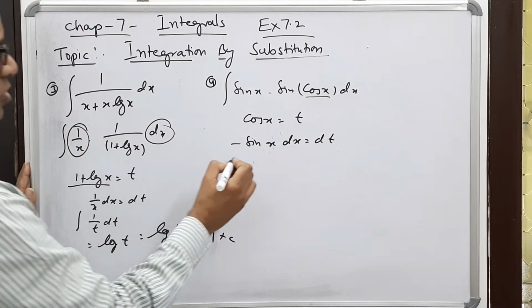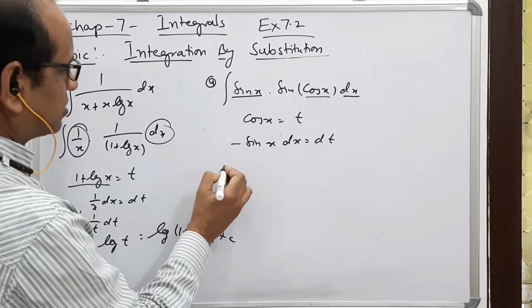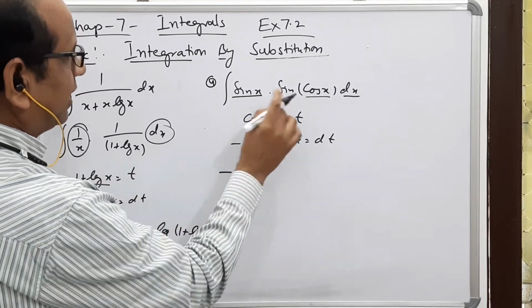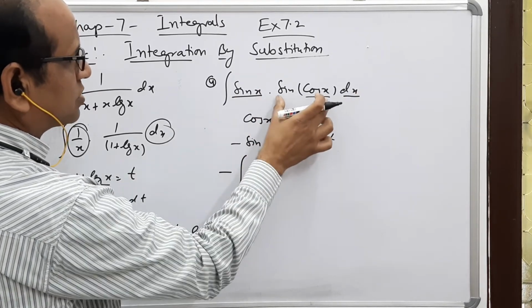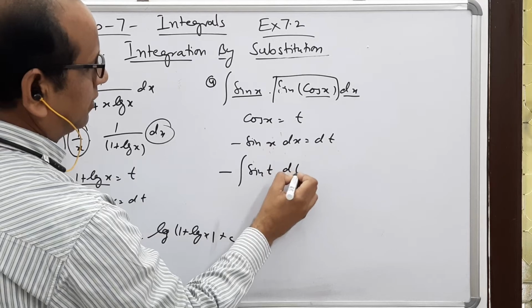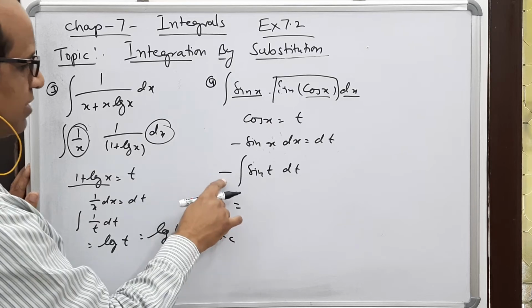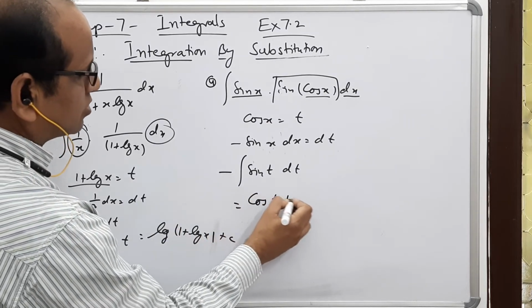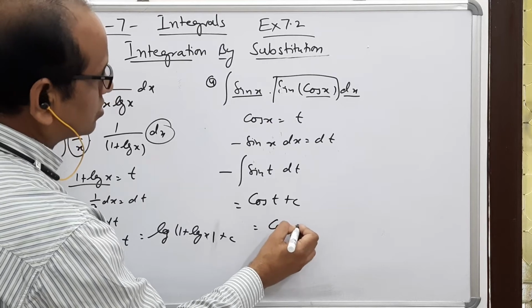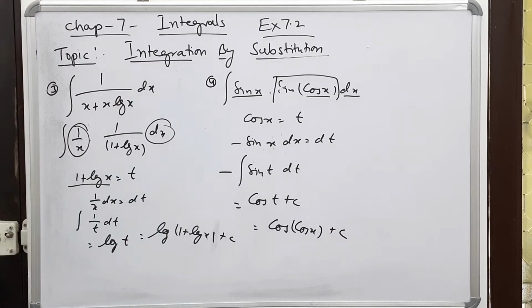Here we have sin x and we have dx also, but this minus is not there. So we'll write this minus in the front, and this sin x and dx will be used, and see this part. So here it will be sine t dt. And you know what is the integration of sine t? It is minus cos t, but this minus is already there. So answer is cos t plus c, or cos of cos x plus c. So that is the answer of question number 4. I hope this part is clear to you.